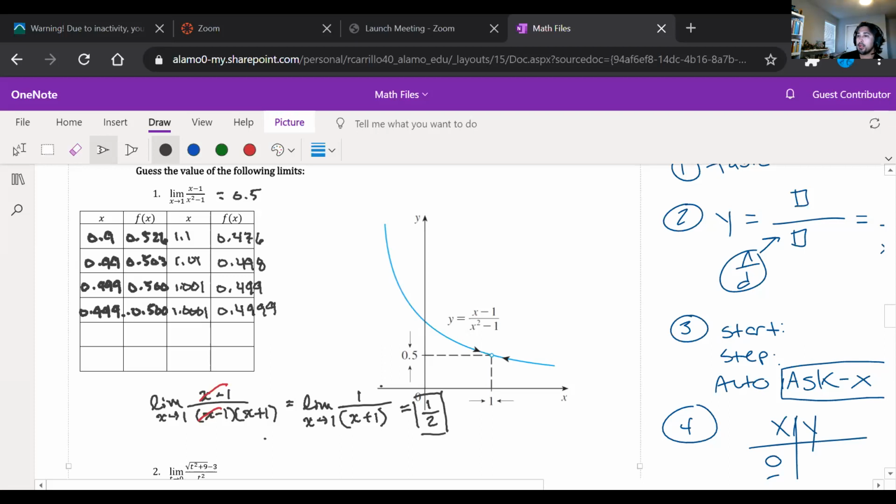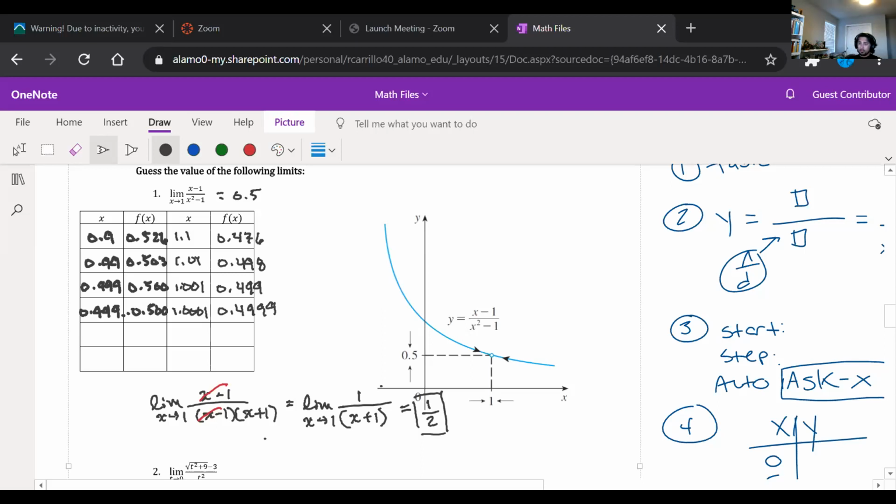Did anybody try to plug 1 in from the beginning? If so, what happened? You get an error. You get an error in your calculator? Yeah, my calculator gave me an error. All right, cool. Well, let's go ahead and explore what happens if you plug in 1, Ryan.